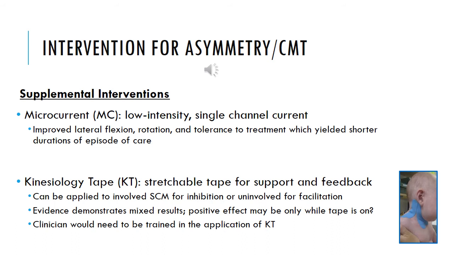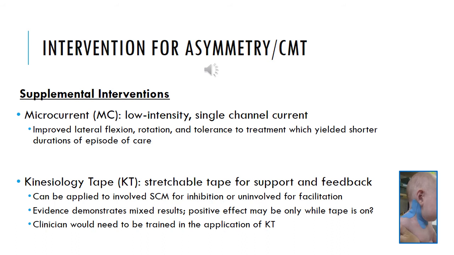So for children who aren't responding as well as you had hoped to the traditional first line interventions, you can think about using microcurrent and kinesiology tape. So the microcurrent would be applied directly to the involved SCM, and this is an undetectable current by the child because it's pretty low intensity. And then following that application, you would immediately go to stretching. And the evidence that's out there suggests that children tolerated the stretching better and had improved range of motion into lateral flexion and rotation, which then shortened their episode of care. So microcurrent would be one supplemental option.